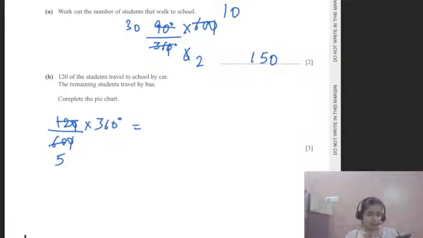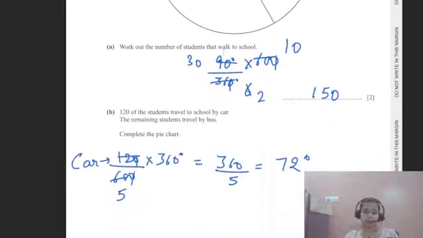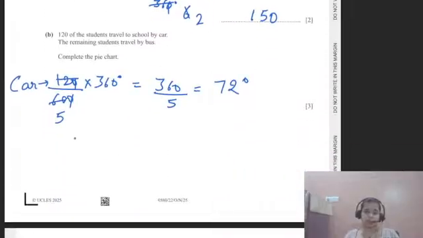Then 5 in the 360, divided by 5 you're left with... That'll give us the angle for the students who travel by car. So 5 sevens are 35 and 1052, so 72 degrees. Now look at the pie chart. 90, 60 and 72 is already there. One angle is only left. So you have to do for the bus.